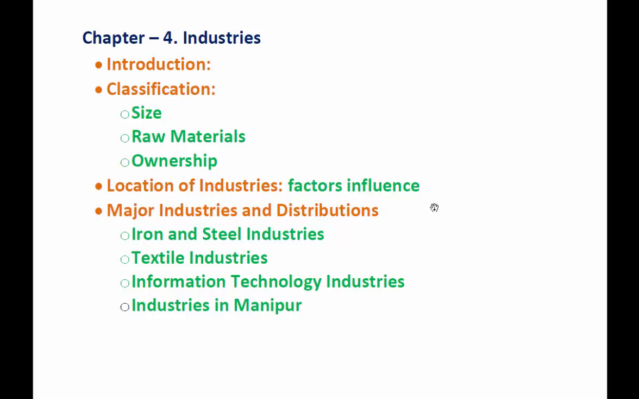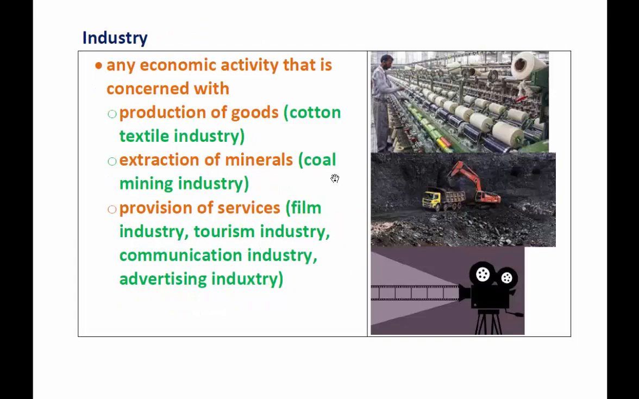First of all, let us try to understand what an industry is. Industry refers to any economic activity that is concerned with production of goods, extraction of minerals, and provision of services. You can see from the picture right here, it is a cotton textile industry which produces goods. It also extracts minerals, like the coal mining industry, which you can see from the picture right here.